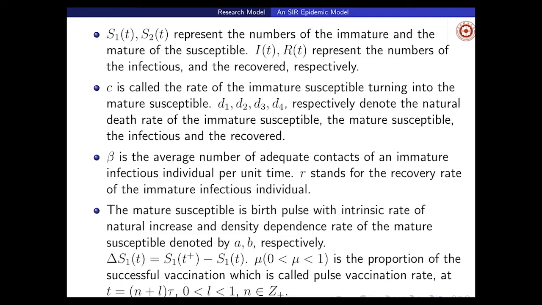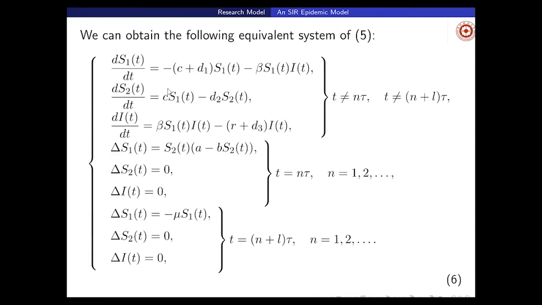Delta S1(t) equals S1(t+) minus S1(t). Mu is the proportion of the successful vaccination, which is called pulse vaccination rate. We can obtain the following equivalent system of 5. This equation.